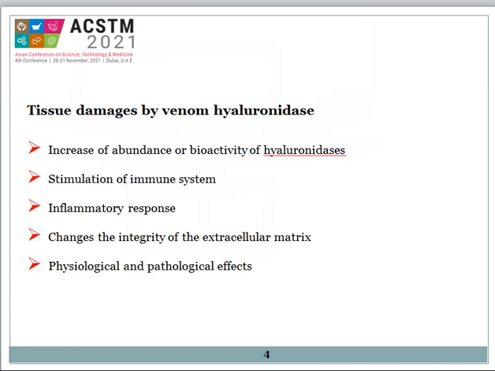The tissue damage by venom toxins leads to an increase in the abundance and bioactivity of hyaluronidase, thereby causing accumulation of hyaluronic acid, which in turn stimulates the immune system and produces an inflammatory response. In addition, hyaluronidase has been shown to increase tissue permeability to fluid during envenomation and to act as a spreading factor of venom.